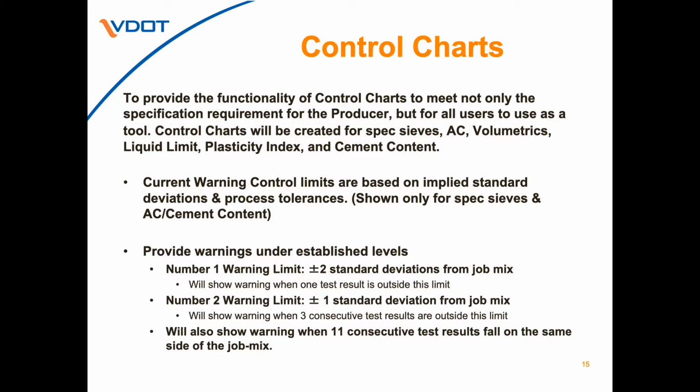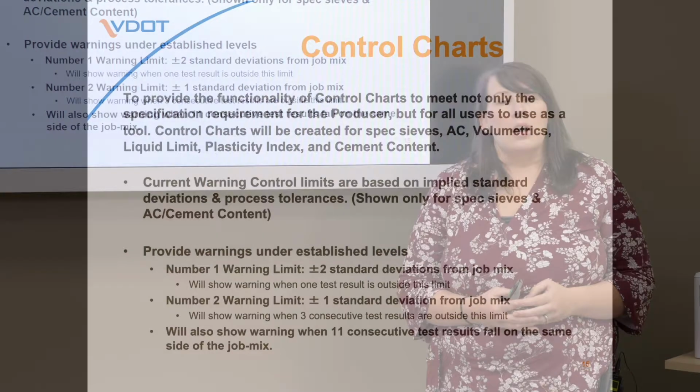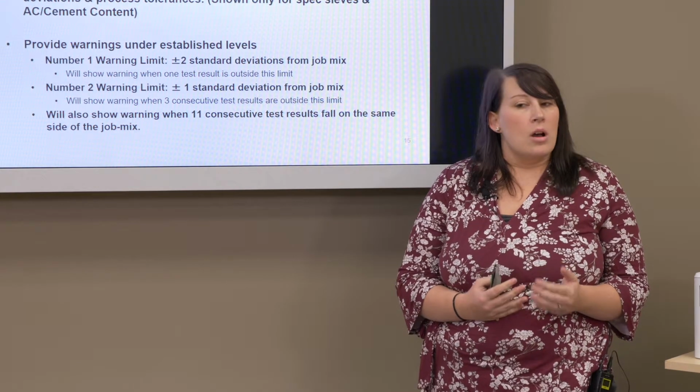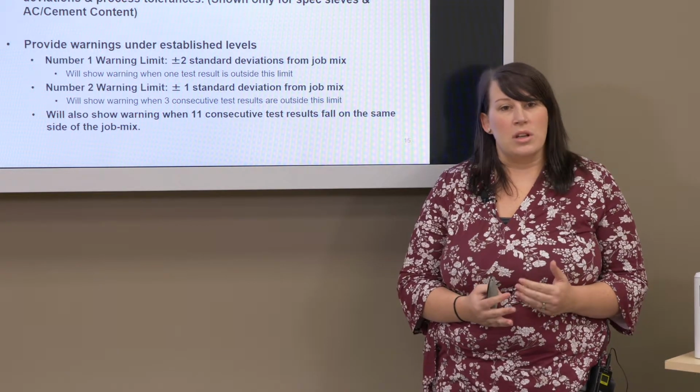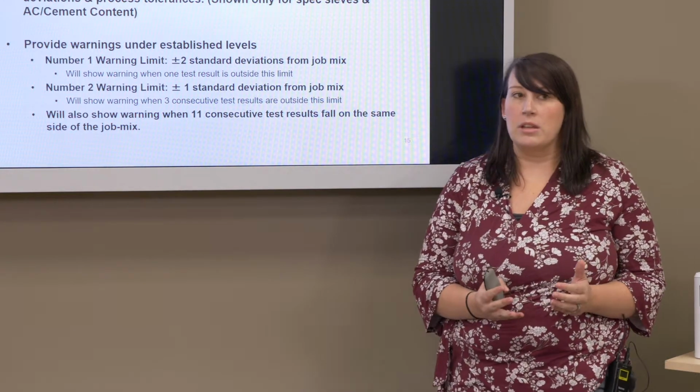We have 3 warning levels currently. Number 1 warning level is if you have one test result outside of plus or minus 2 standard deviations from your job mix. You would want to look at that almost immediately just to make sure there's not something crazy going on in your plant.